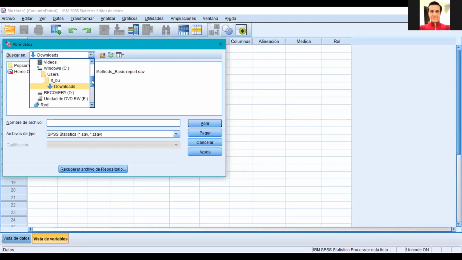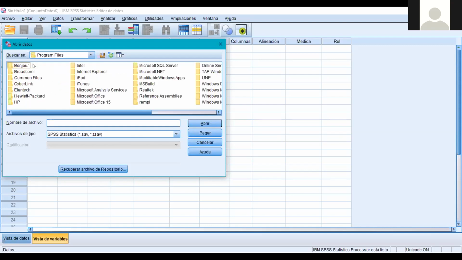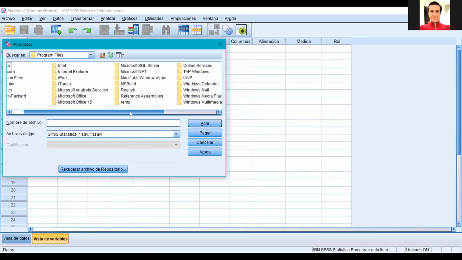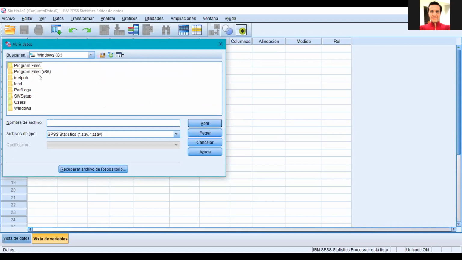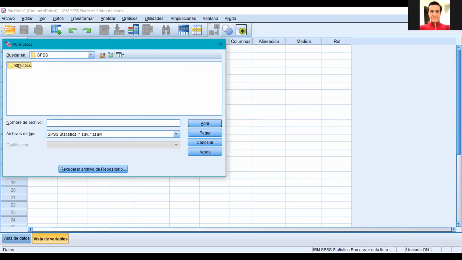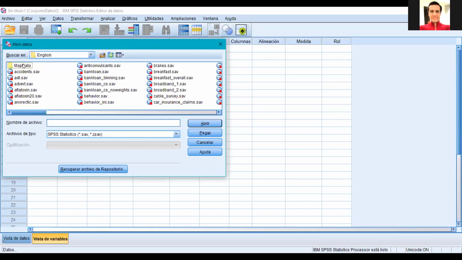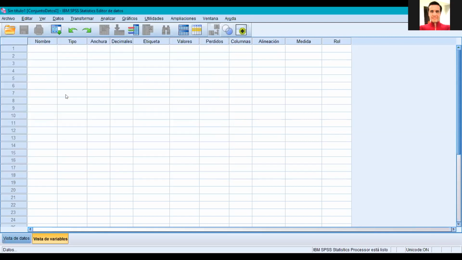Okay, go up. Down. Go to Windows C. That's it. Program files, IBM. Oh, you don't have it right there. Okay, so go back. Program files, x86, that one. Oh, IBM, yeah. SPSS, Statistics, 25. Samples. Where is it? Under Python, ah, yes. English, English. Cable survey. That's it. Okay. Thank you.